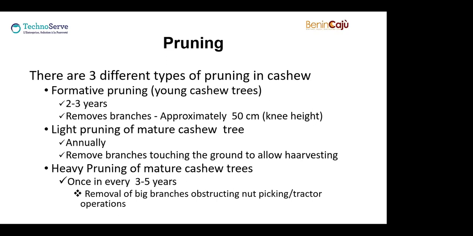The third one is heavy pruning of mature cashew trees. This usually takes place once in every 3 to 5 years, depending on the soil types, depending on the rainfall, and also depending on the location. And this one involves removal of big branches which are obstructing nut picking or obstructing tractor operation in large scale farms.